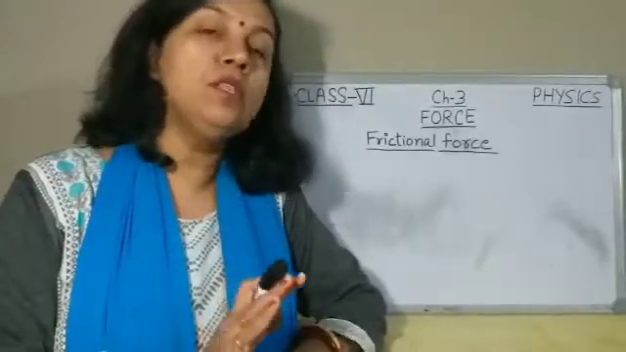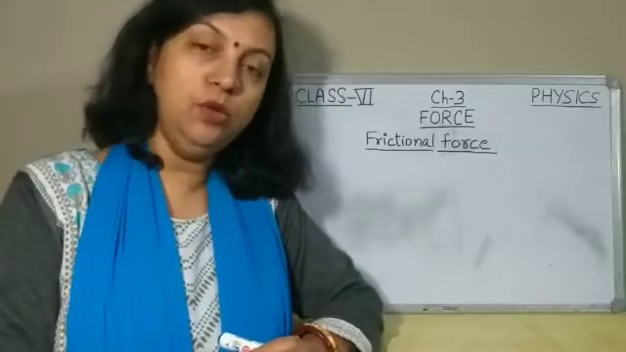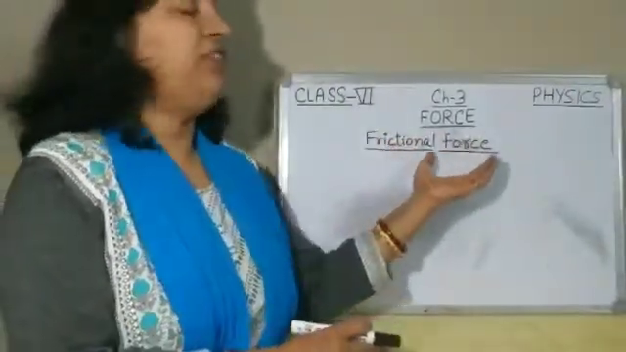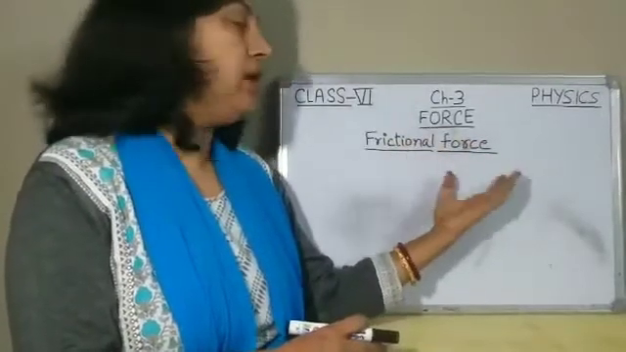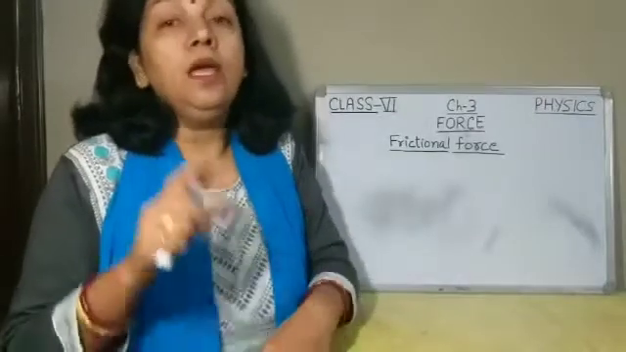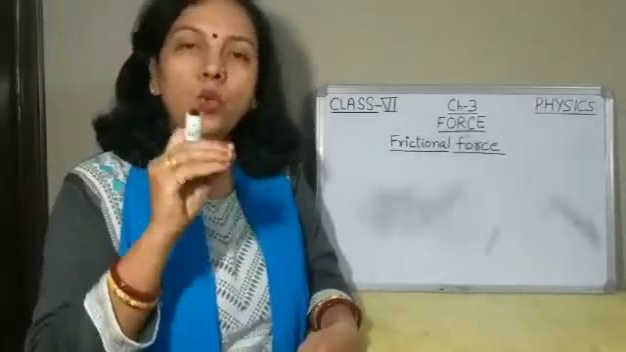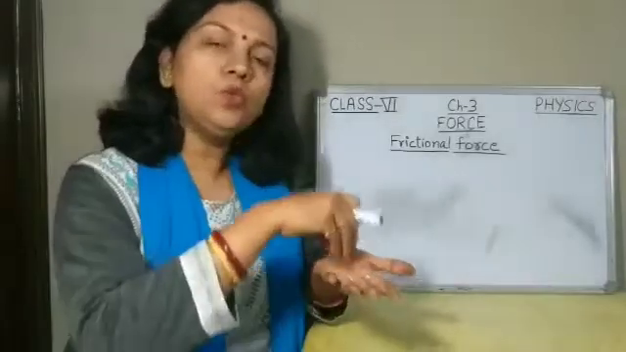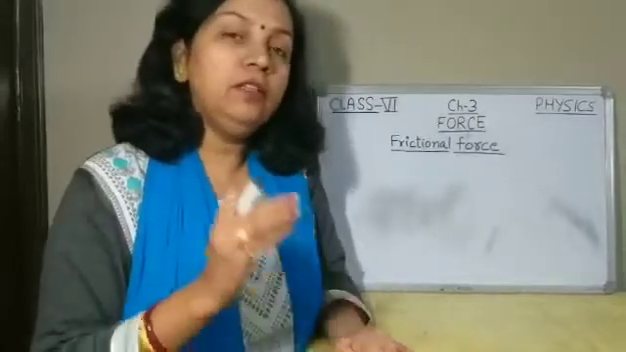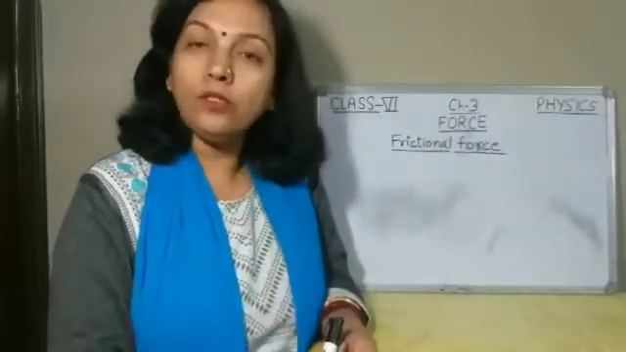Children, in your book all types of forces are not given in detail, but I have described them because these are all very important and can come in your exams also. Mainly what is focused on in your book is frictional force, and now we will learn about the frictional force. Children, if a ball is moving on the ground, what do we see? It slows down gradually and comes to a stop. And we have learned that to stop a moving object, we require force.